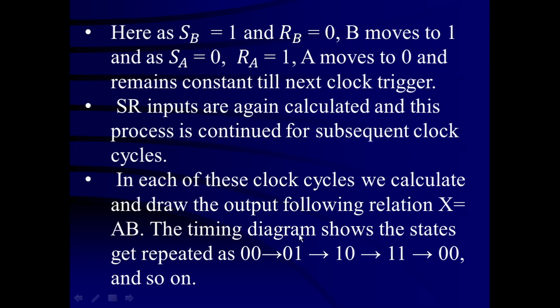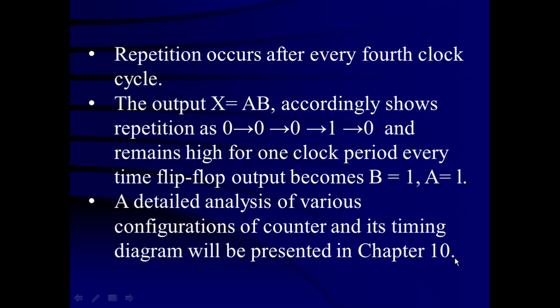The timing diagram shows that the state gets repeated. As in initial state 0, 0, the output X is going to be 0. At the next state 0, 1, the output still remains 0. The next state 1, 0, output remains 0, and the next state 1, 1, the output becomes 1, and then the cycle repeats to 0, 0, and so on. Repetition occurs after every fourth clock cycle.